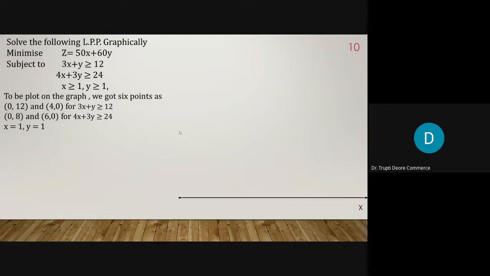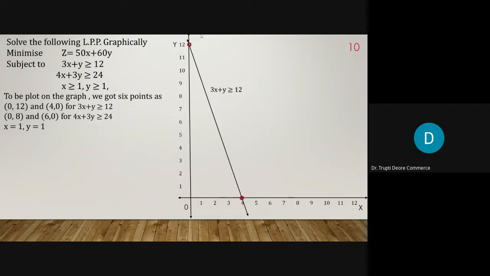So when we draw a graph, suppose this is the x-axis and this is your y-axis. Here 0, these are the values 0 to 12. Then first point 0,12, that is 0 value of x and y is 12. Second is 4,0. So this is your line 3x plus y greater than or equal to 12. Next one is 0,8 and this is 6,0. So we got the line 4x plus 3y greater than or equal to 24.